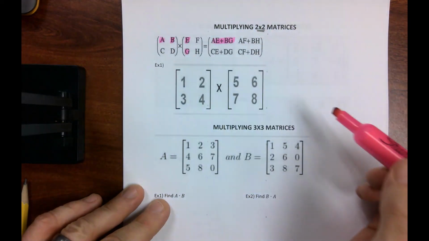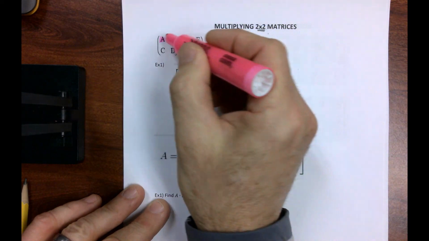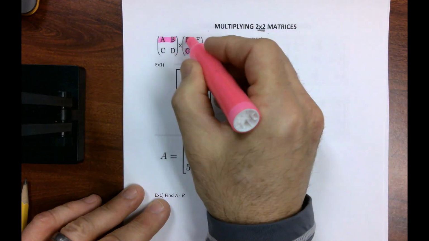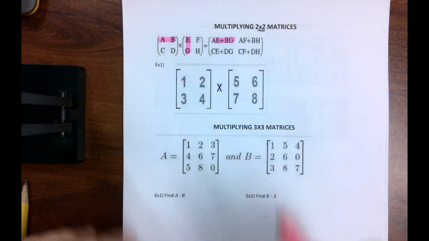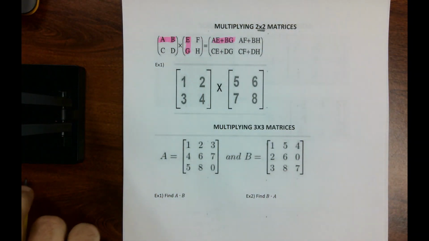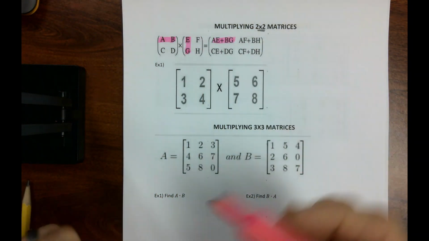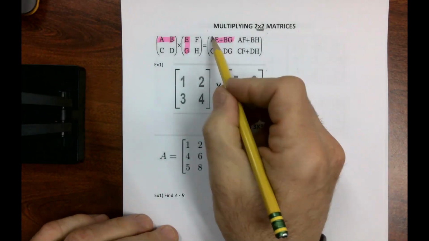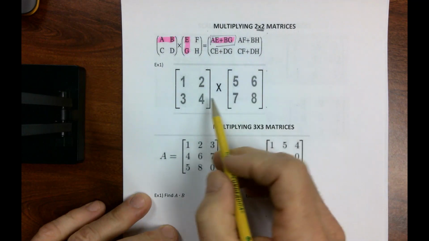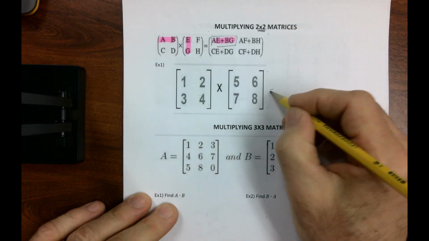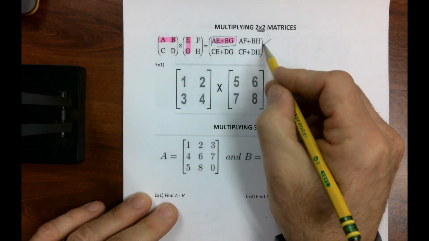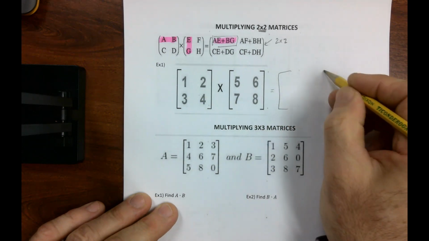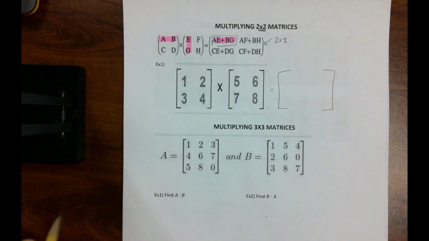The way I say it is you throw the first row in the first matrix through the first column in the second matrix. So let's practice that on this one. Oh, and your answer's in the upper left-hand corner. So as you can see, we have a 2 by 2, and it's going to end up being a 2 by 2. So let's show our work a little bit.